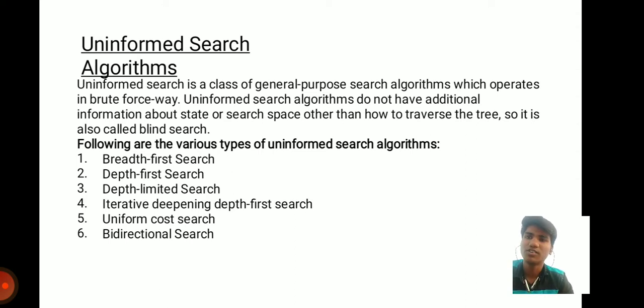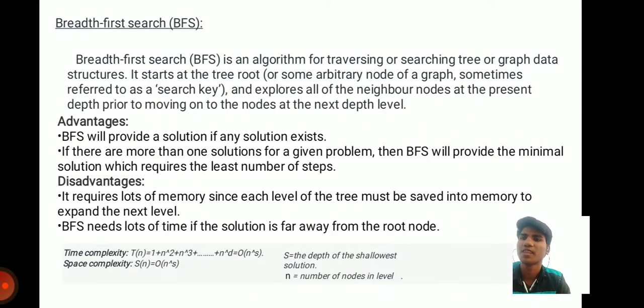Generally, uninformed search algorithms are simple algorithms to search any state. There is no requirement for any additional information about the state. So generally uninformed search algorithms are 6 types. They are breadth first search, depth first search, depth limited search, iterative deepening depth first search, uniform cost search, bidirectional search. So we start with the breadth first search algorithm.